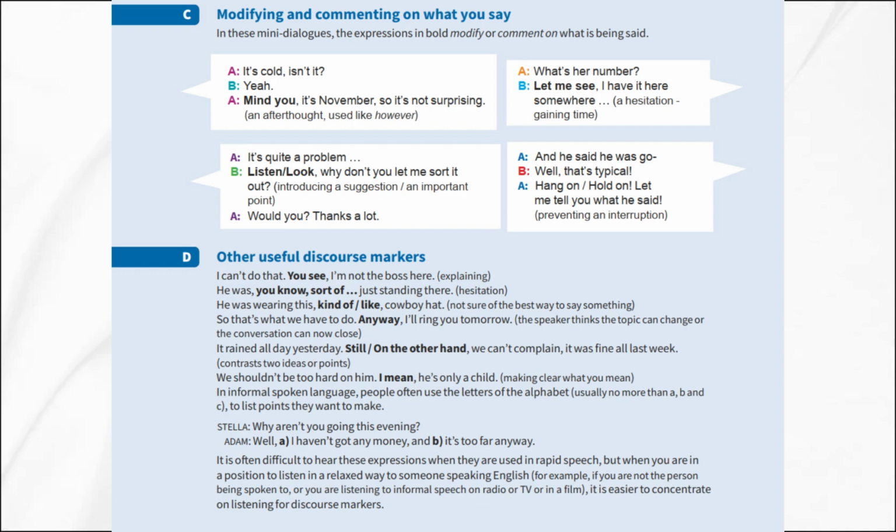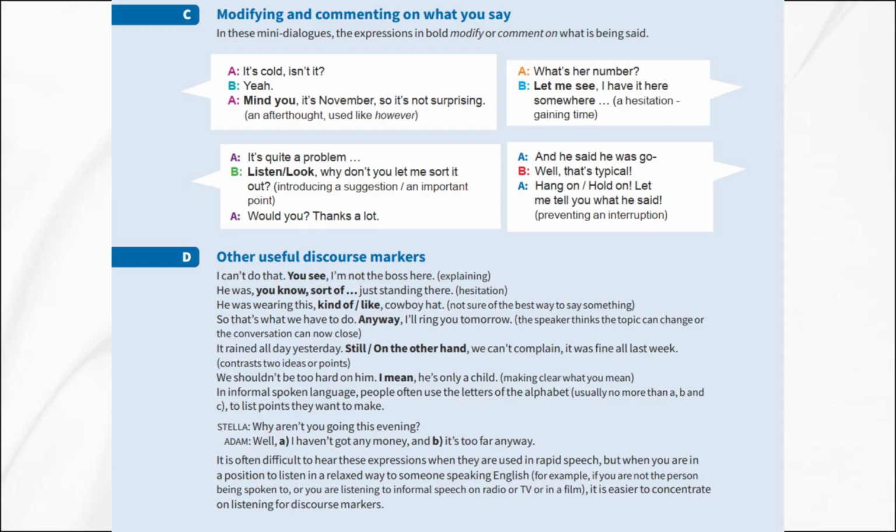When you want to change the topic or signal that the conversation is ending, you can use anyway. For example, "So that's what we have to do. Anyway, I'll ring you tomorrow." To contrast two ideas or points, you could say, "It rained all day yesterday. Still, we can't complain. It was fine all last week." Alternatively, you could use on the other hand in a similar way to introduce a different perspective.